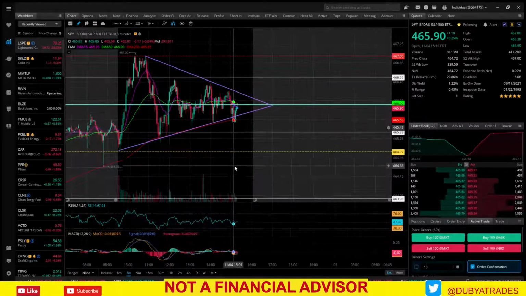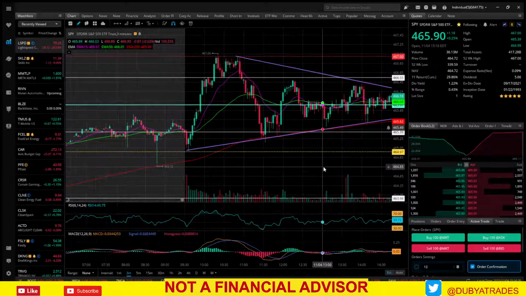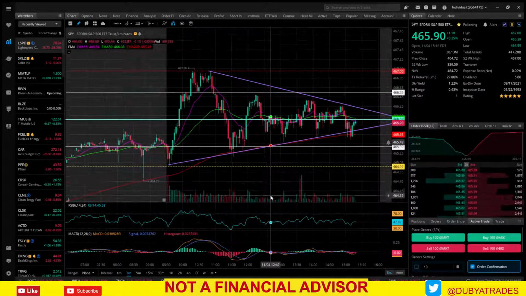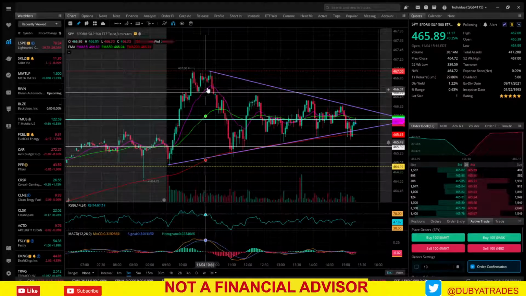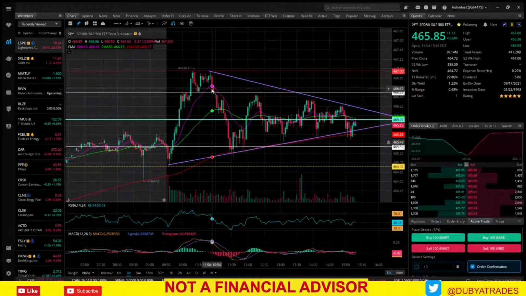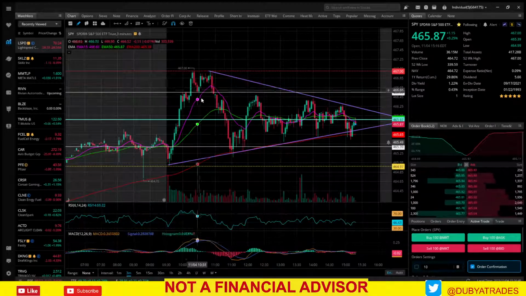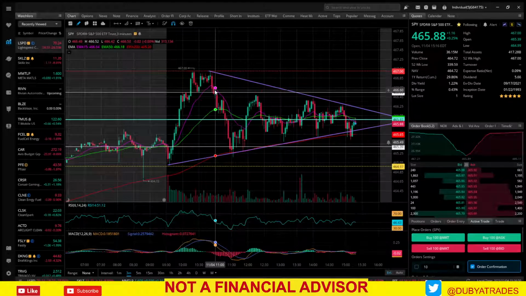So guys, today I ended up playing SPY puts. I seen this kept butting up against this resistance, and as soon as I seen it get this big candle and it fell under the 15-day, I ended up buying puts.